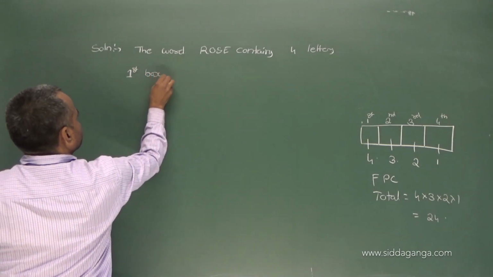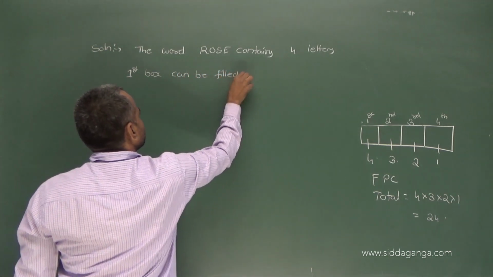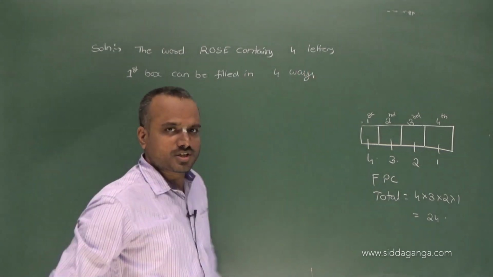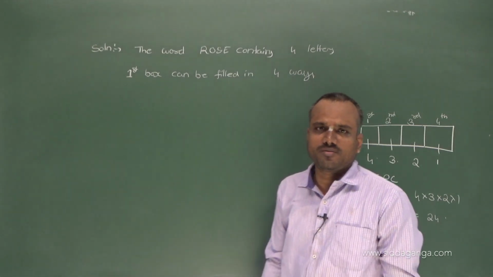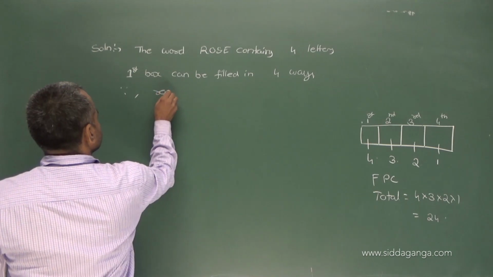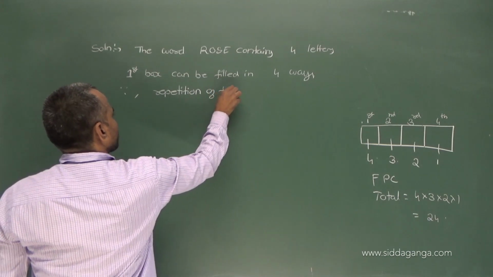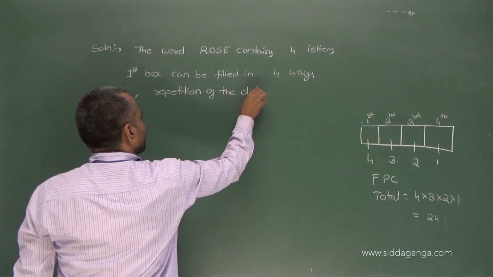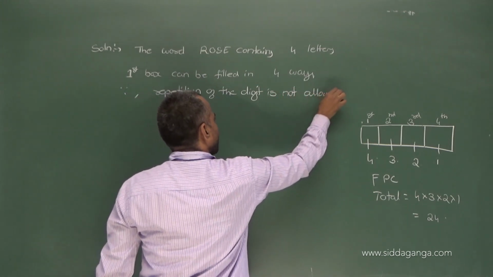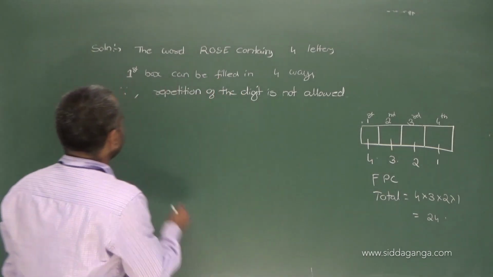The first box can be filled in how many ways? 4 ways. Correct? Since repetition of the digit is not allowed, the second box can be filled in how many ways?